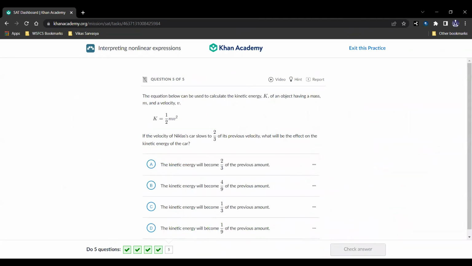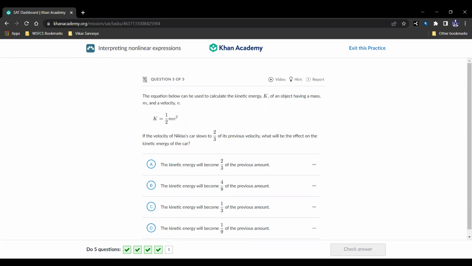All right, question number 5, and here it is. The equation below can be used to calculate the kinetic energy K of an object having a mass m and a velocity v. If the velocity of Nicola's car slows down to 2/3 of its previous velocity, what will be the effect on the kinetic energy of the car?